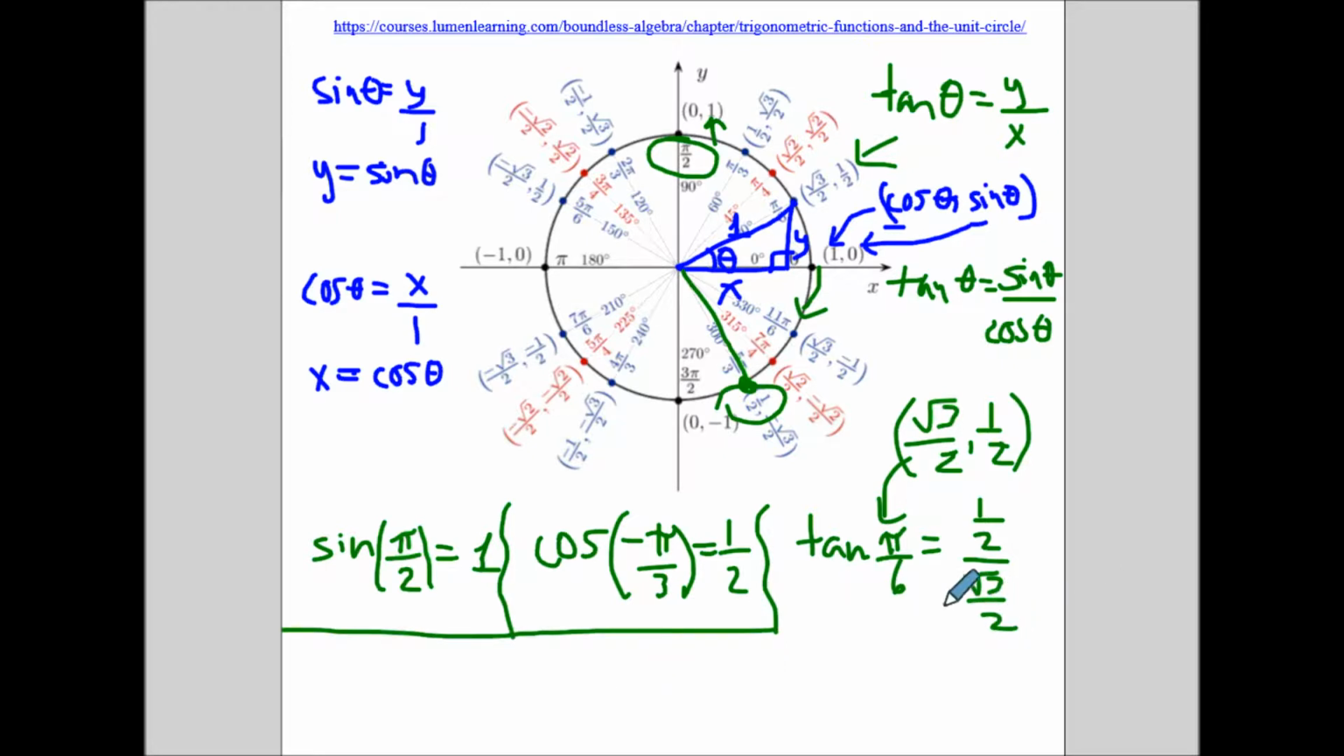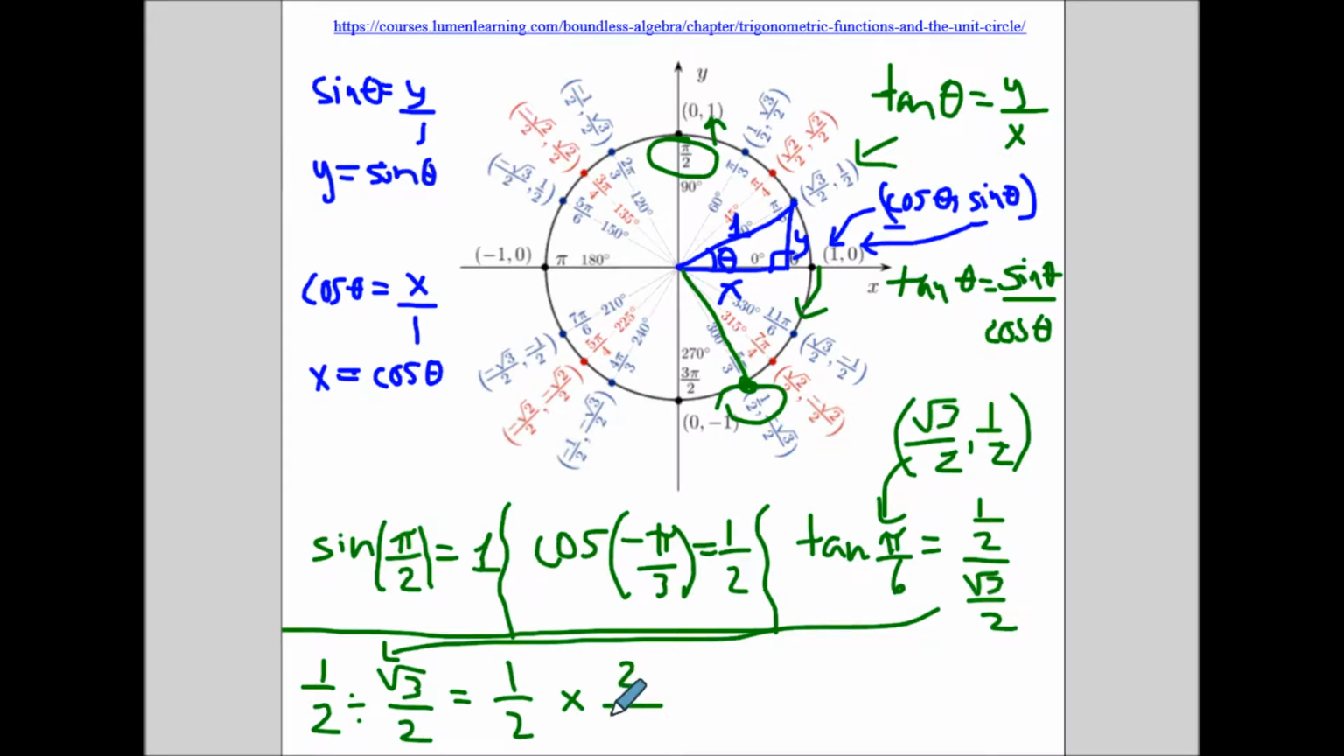I'm going to use the space down here to show you what happens. So if you want to do 1/2 divided by square root of 3 over 2, if you remember what to do when you divide fractions, you multiply by the reciprocal. So you can multiply by 2 over square root of 3. In this case, you have 2 on the top and 2 at the bottom, so you can simplify these two. So your answer would be 1 over square root of 3.